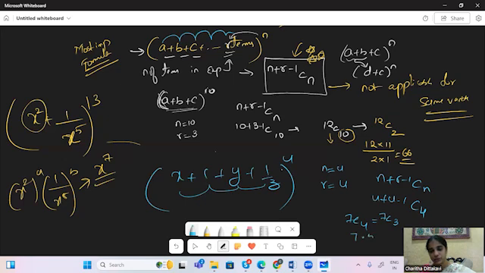So 7 into 6 into 5 upon 3 into 2 into 1. So these two get cancelled. We have 35 terms in this expansion. Understood? So how to find out the general term is what we have learned. Next, what did we learn? We have learned the middle term in that expansion. And next, the number of terms in the expansion. Clear? So all these three things is what we have learned till now.